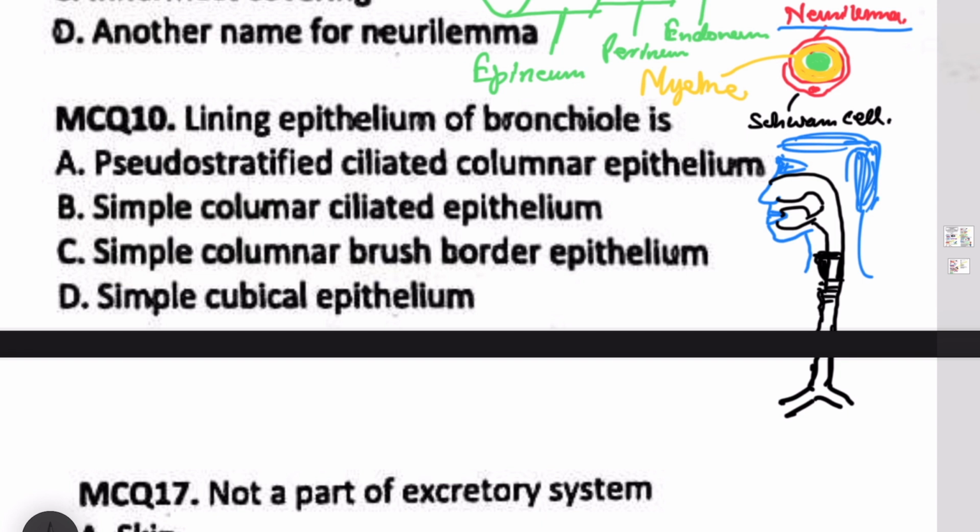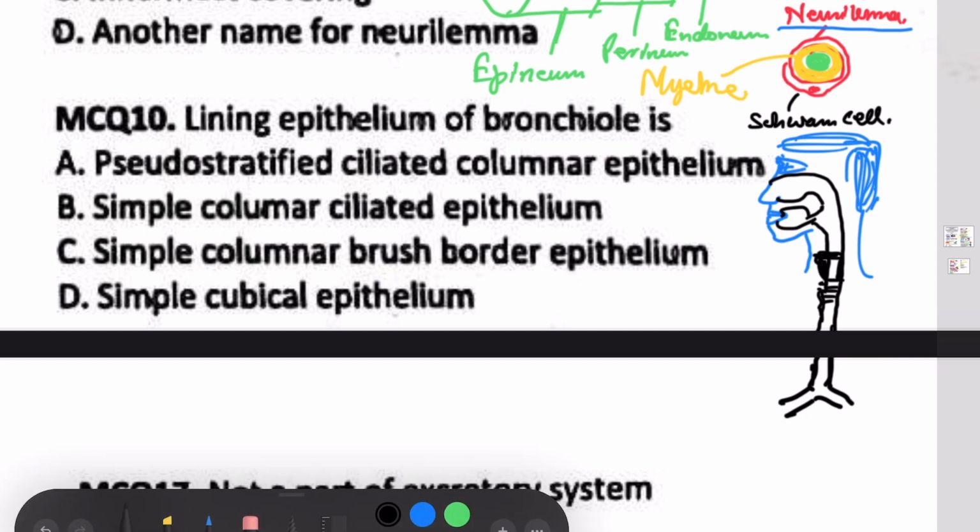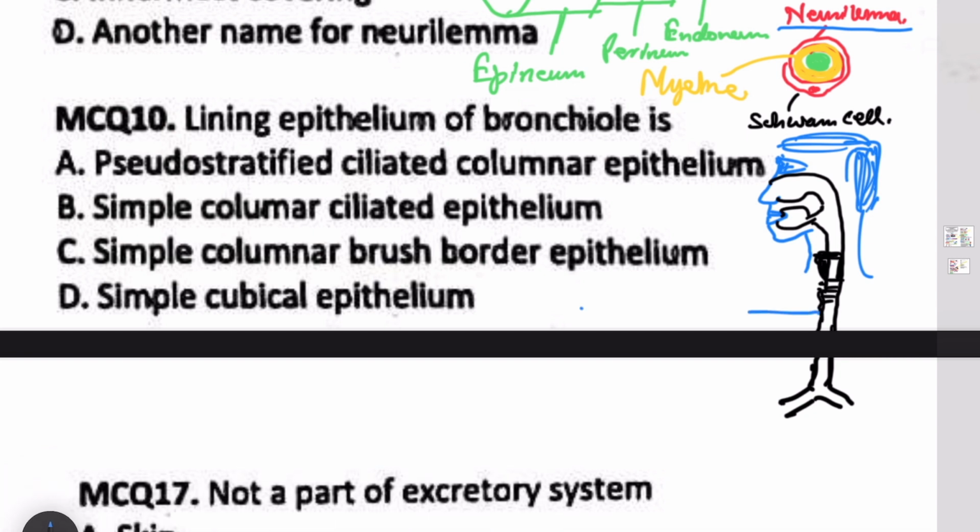So what have you seen till now? It's this passage. Now the lining epithelium of this passage, right from the nasopharynx, then laryngopharynx, then trachea, then primary bronchus. The lining epithelium of this tract is pseudostratified ciliated columnar epithelium.